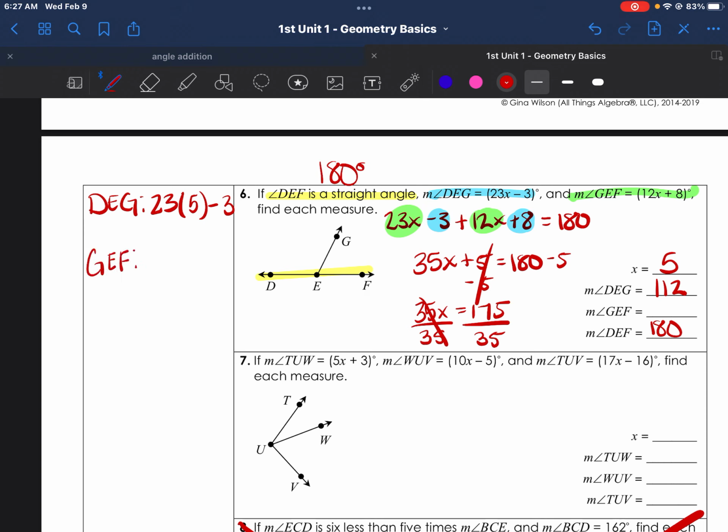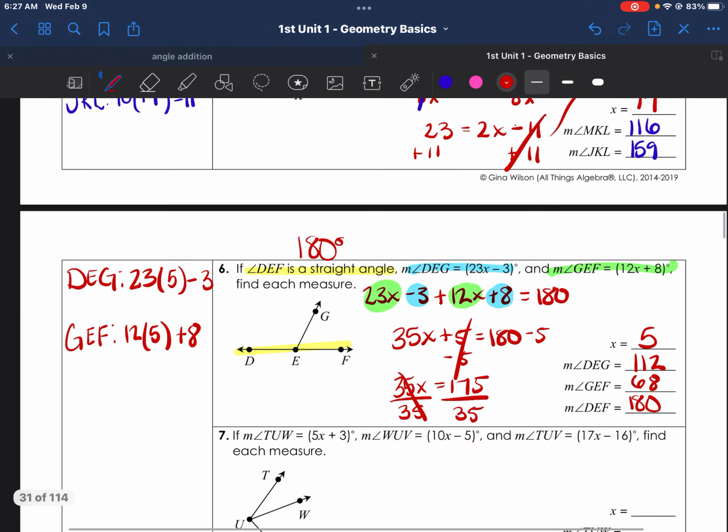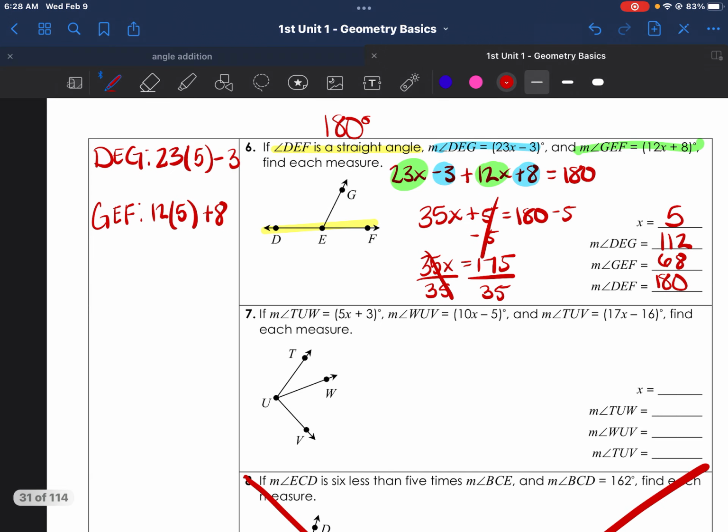GEF will be 12 times 5 plus 8. So 12 times 5 is 60 plus 8 will give you 68. Now, you really don't have to. Once you figure out what's the value of the big angle, you can literally just do the basic math and find what the other angles are. Just as we did problems ago. So let's go ahead and attack this last problem.